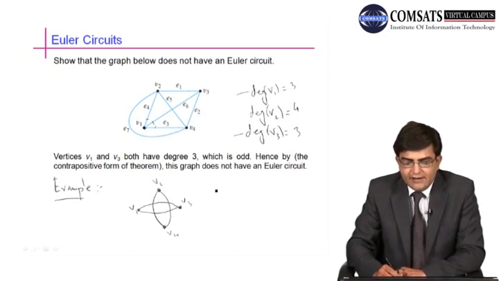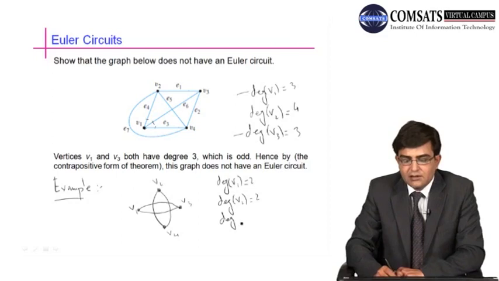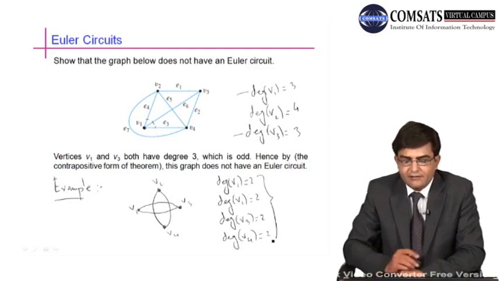Now every vertex has degree 2. What is the degree of v1? 2. Degree of v2, what is the degree of v2? It is 2, because there are 2 edges which are incident on v2, v3 and v4, also on v1. Similarly, we can say that degree of v3 and degree of v4 is also 2. Now every vertex has even degree.